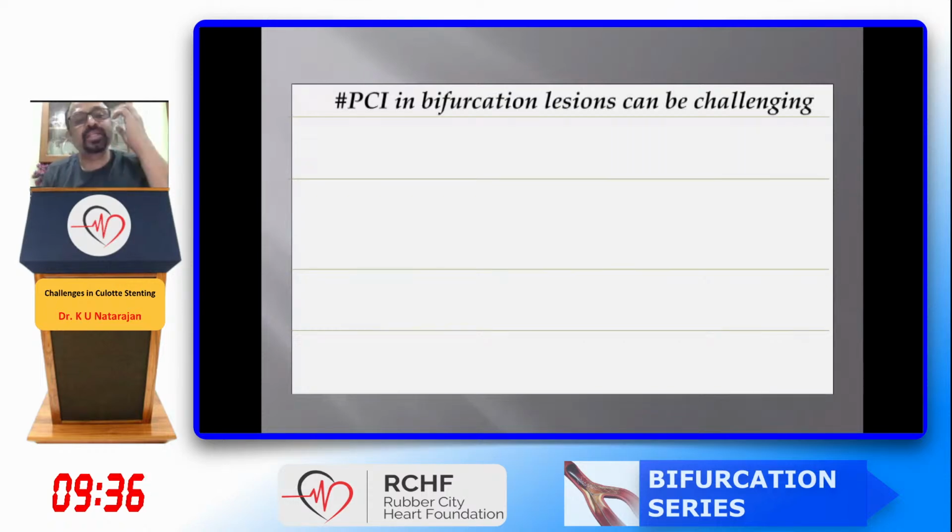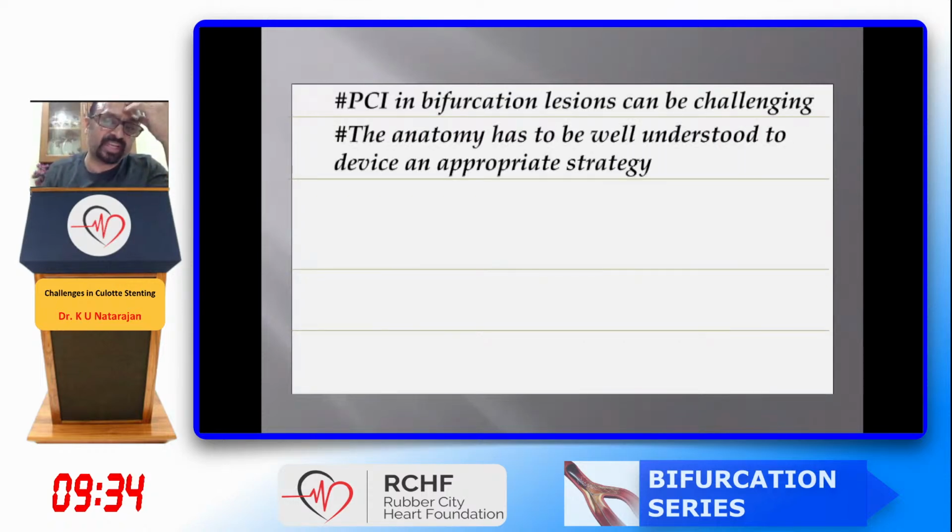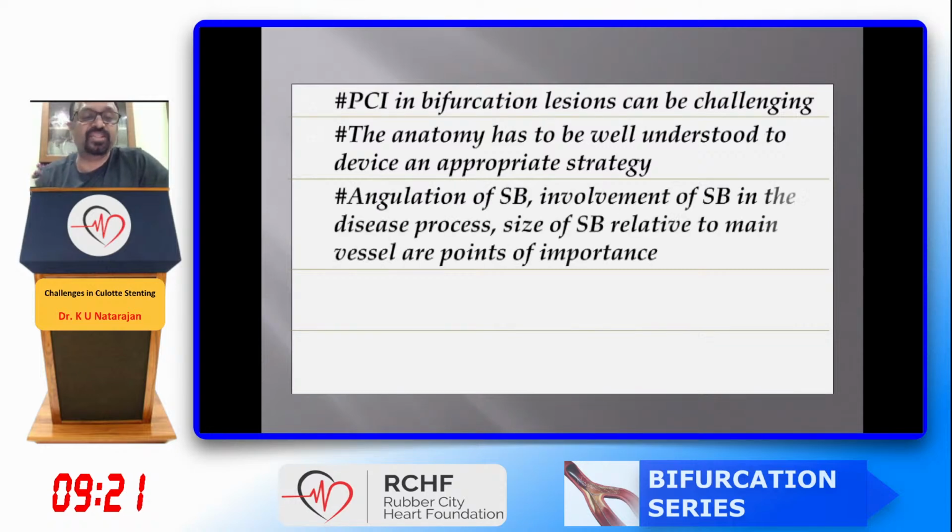So in conclusion, PCI in bifurcation lesions can be a challenging exercise. The anatomy has to be well understood to devise an appropriate strategy with regards to size of the 2 branches, as well as the distal angle between the distal main vessel and the side branch. Angulation of side branch, involvement of side branch in the disease process, and size of the side branch related to the main vessel are points of importance.